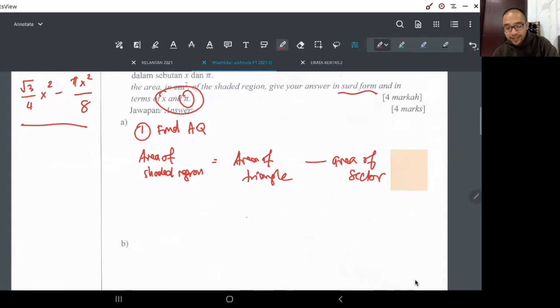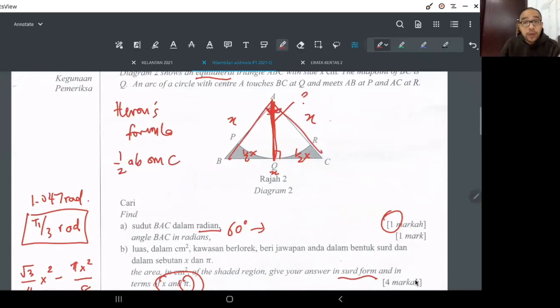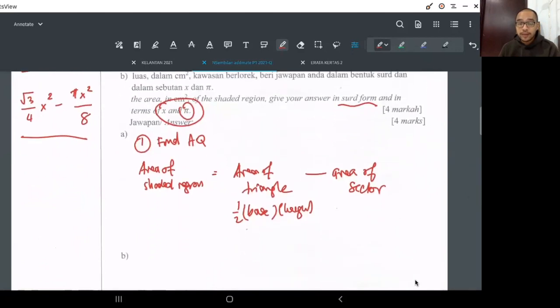Area of sector. So the area of triangle is half times base times height, which is why I said you need to find the height. You can use Heron's formula if you want, or you can use 1 over 2 AB sine C. That means x and then sine this angle. You can also use that. Totally no problem. But I will use half times base times height because I want to find that height. Doesn't matter.